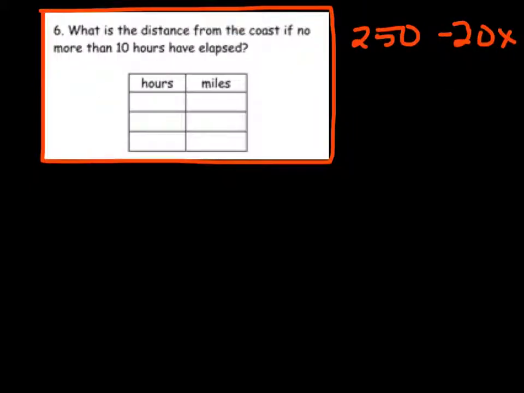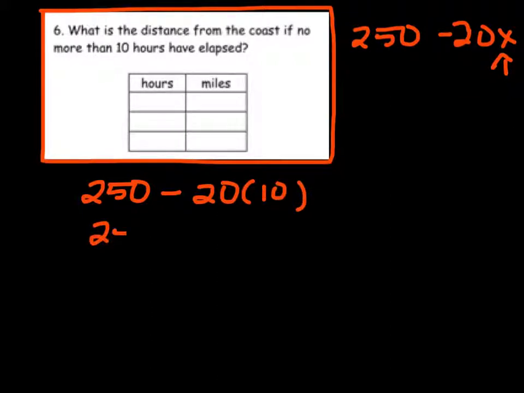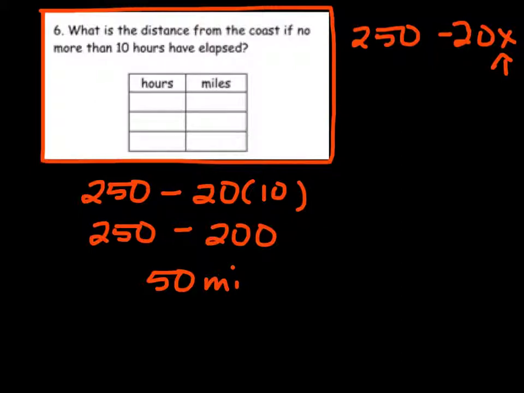Okay, so this one asks us to find the distance from the coast if no more than 10 hours have elapsed. So this time I'm going to take it and plug it in where that x is. So I have 250 minus 20 times 10 hours that have elapsed. That's going to be 250 minus 200. That means it's going to be 50 miles away at the time 10 hours have elapsed. So let's put that in the table.